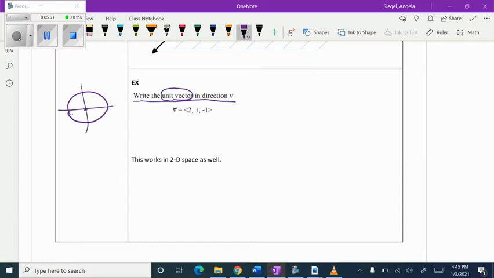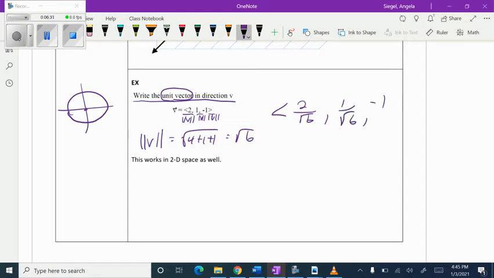Same concept applies. If you remember, what we did is we took each component and we divided it by the magnitude of that vector. I'm going to do this every single time. I can't write small enough, but you guys get the idea. I'm going to take each of those components and divide by the magnitude. So first of all, we have to find the magnitude. So we have 4 plus 1 plus 1, square root of 6. So the unit vector is simply going to be 2 over the square root of 6, 1 over the square root of 6, and negative 1 over the square root of 6.